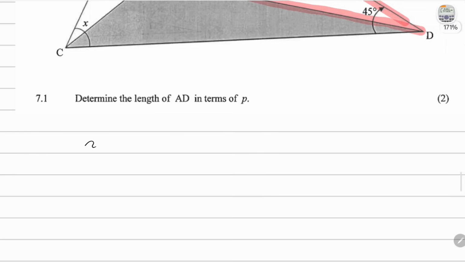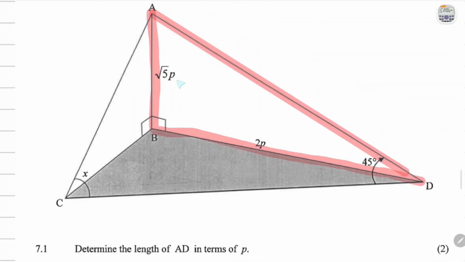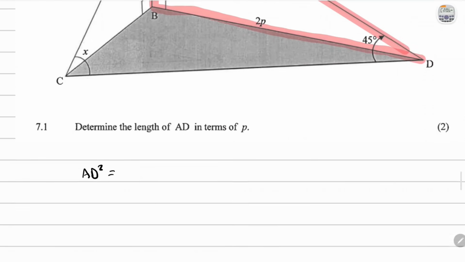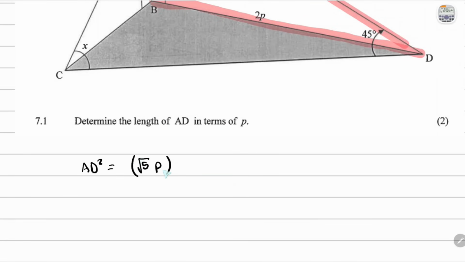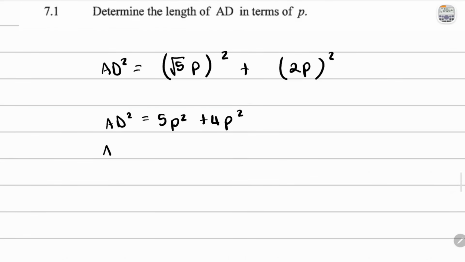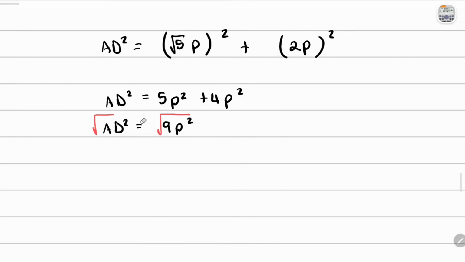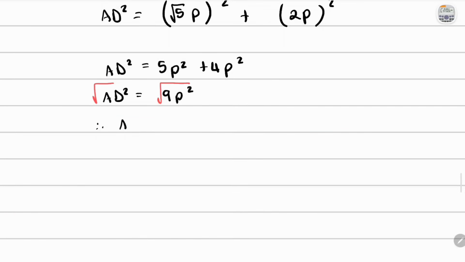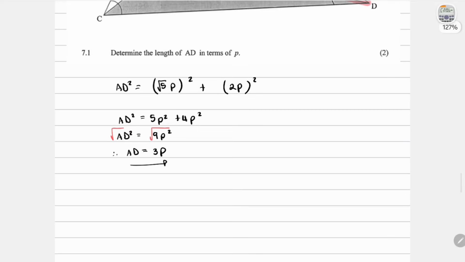We would say that AD squared is equal to, and that is the hypotenuse, the two shorter sides individually squared. So that is square root of 5 all squared plus 2p all squared. When you square the root 5, it becomes 5, and we have p squared. When you square 2, it becomes 4, and p squared. So that would give us 9p squared. So AD squared equals 9p squared. Then to solve for AD, we can square root both sides. We don't have to consider the positive and negative solution because these are lengths, so they will always be positive. So this is 3p, and there we go. That is AD in terms of p.